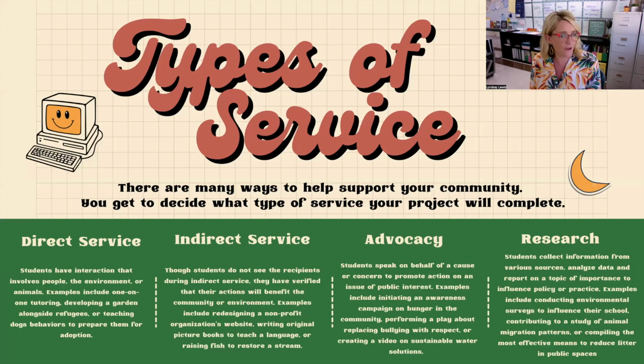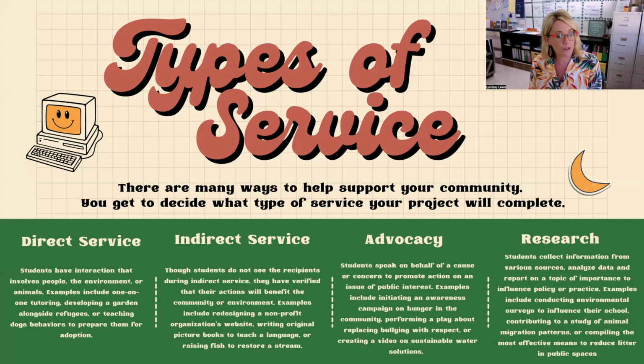Now, like I was stating, there are different types of service, which is a really exciting shift in the community project because there's many ways to actually help our communities, not always direct service. That's not the only way to help a community. So the first way is kind of the traditional. When we think of community service, we do think of direct service. That can be defined as when students have interaction that involves people, the environment, or animals.